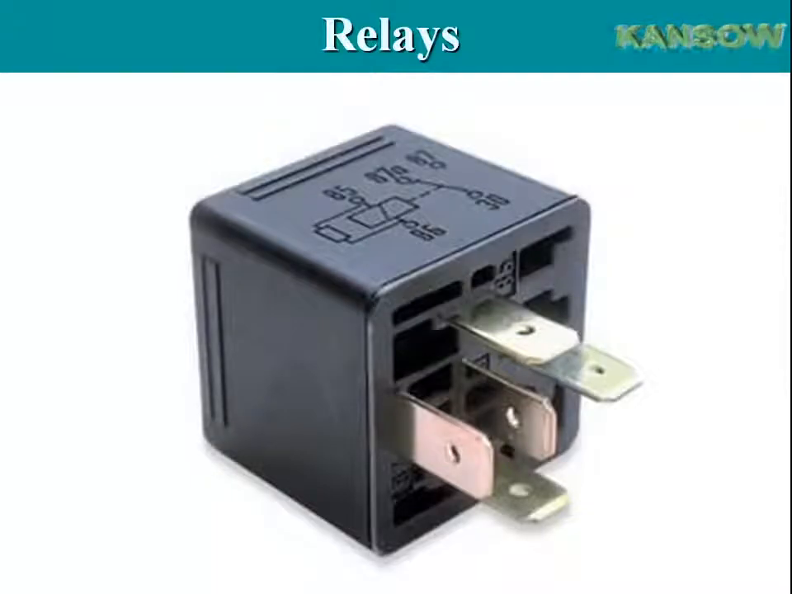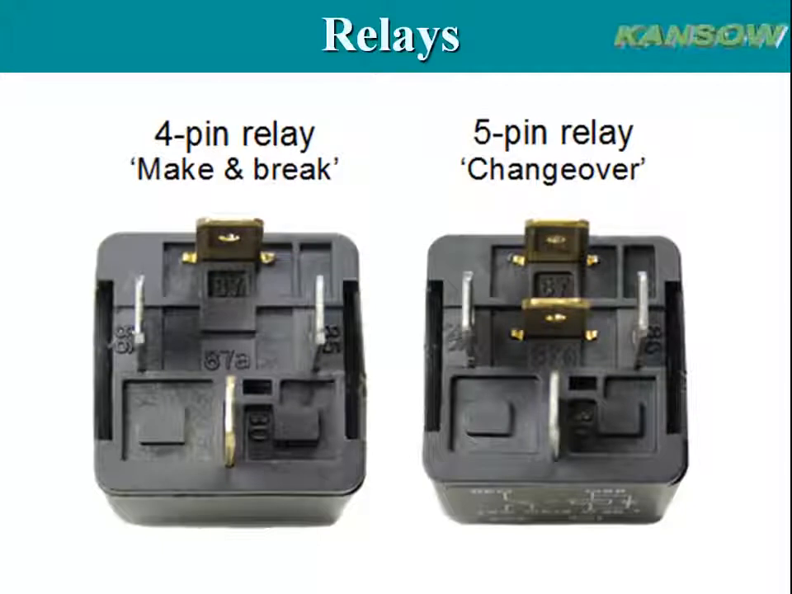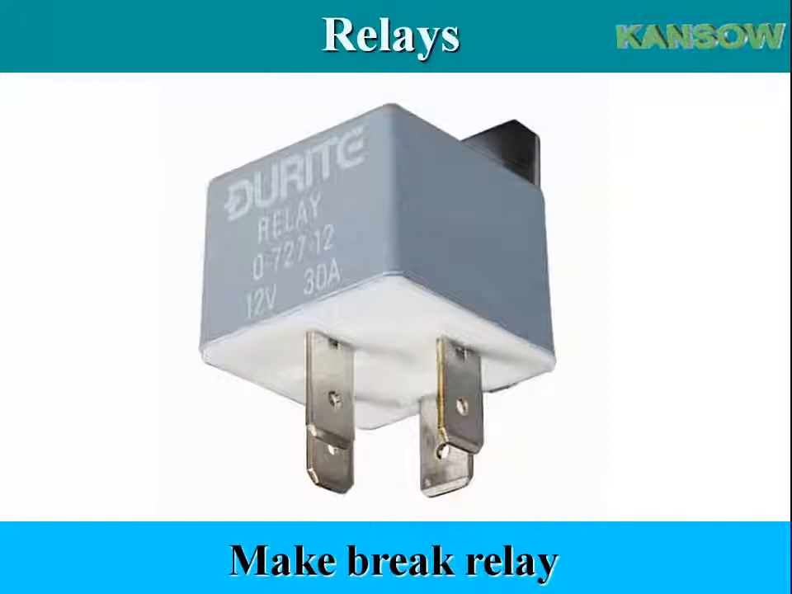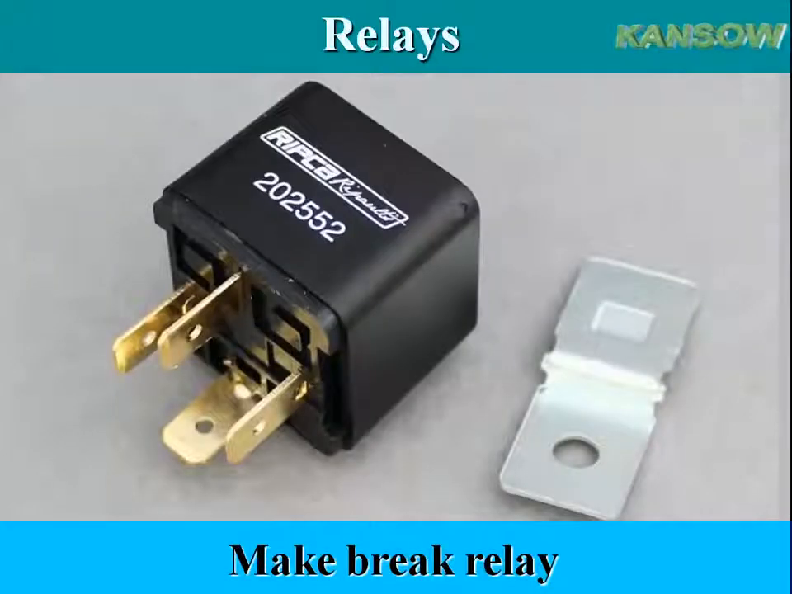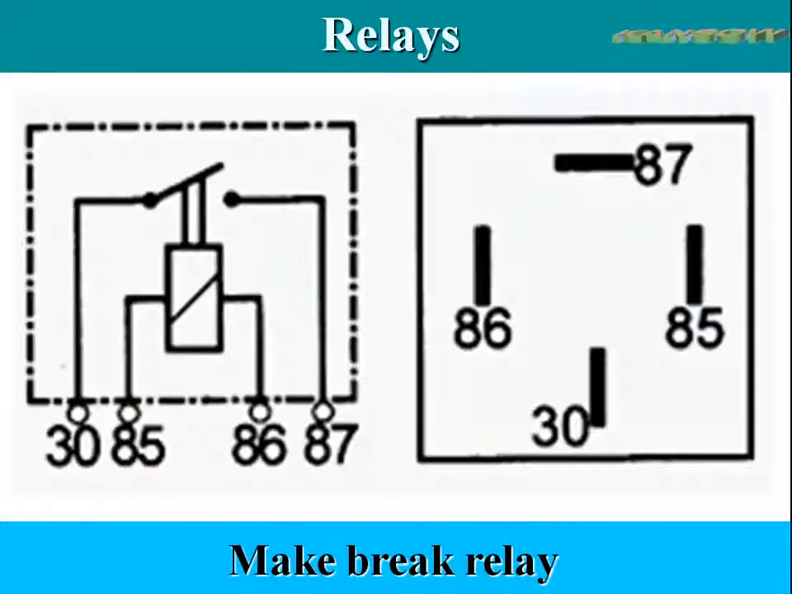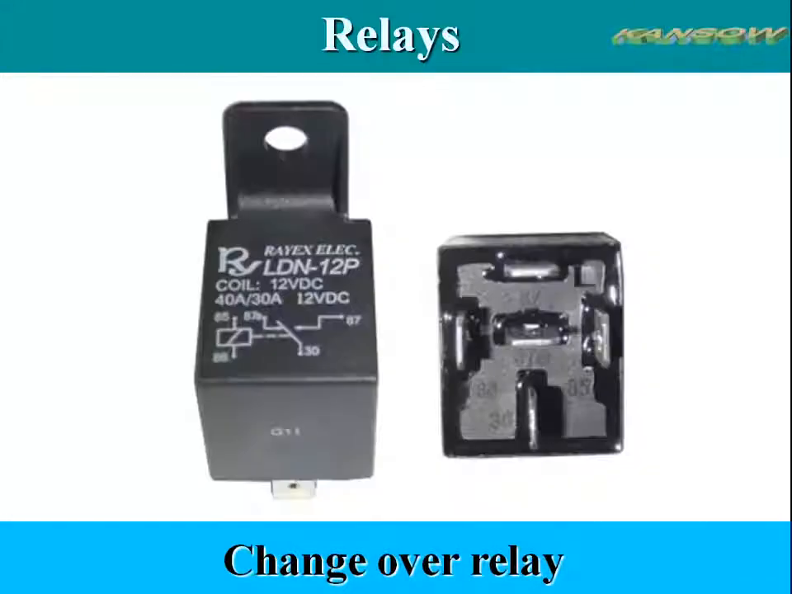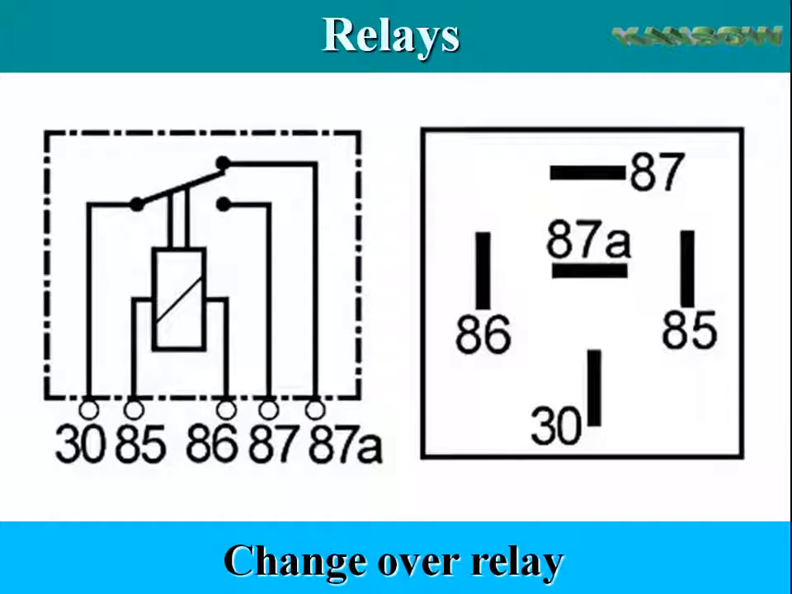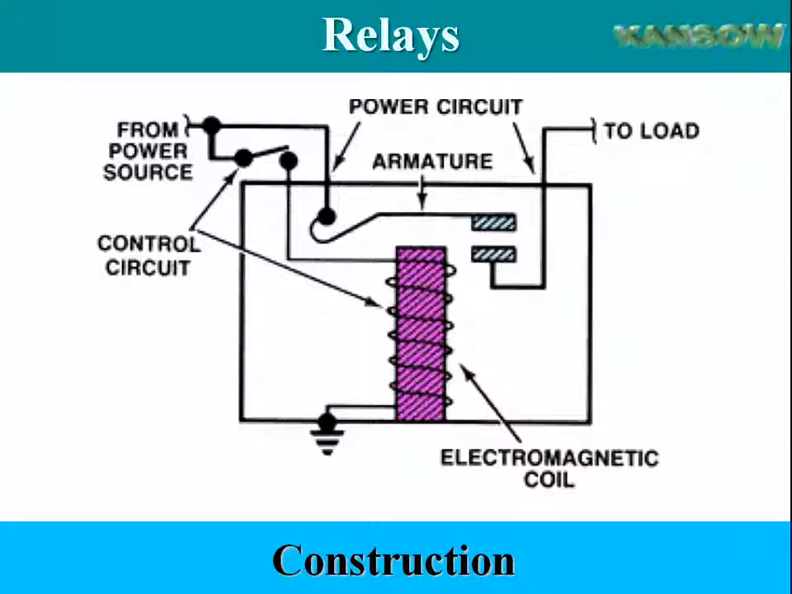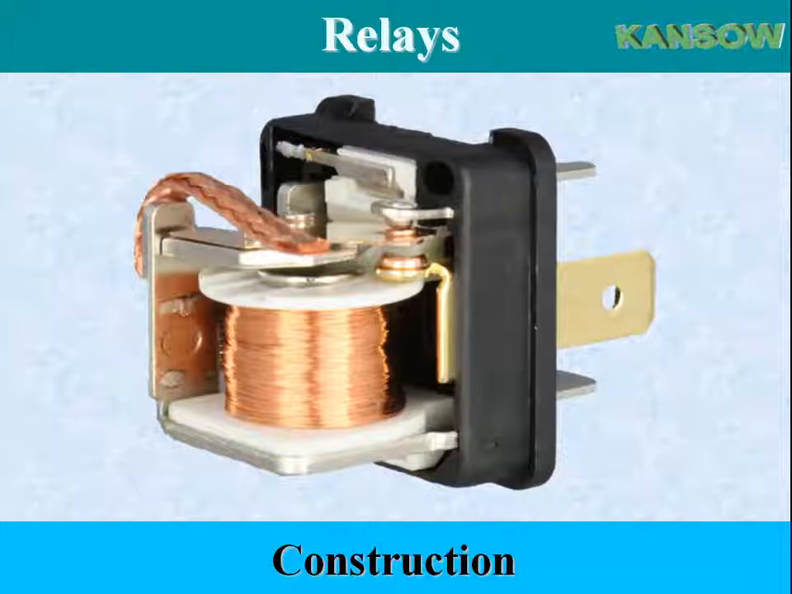A relay is simply a remote control switch, which uses a small amount of current to control a large amount of current. A typical relay has both a control circuit and a power circuit. Relay construction contains an iron core, electromagnetic coil, and an armature, movable contact set.